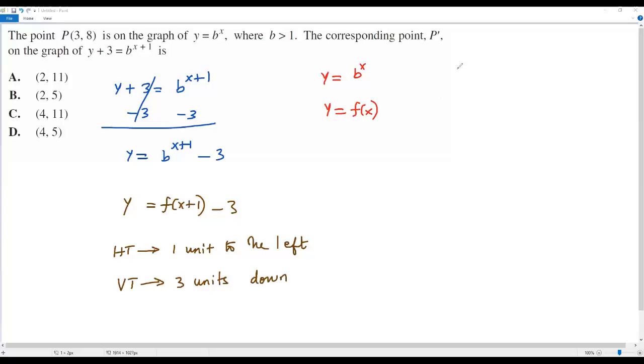Okay, since the graph is shifted horizontally 1 unit to the left, I have to subtract 1 from the x coordinate in the given point. So to get the corresponding point for P, that is P prime, we have to subtract 1 from the x coordinate because the graph is shifted 1 unit to the left. And since the graph is shifted 3 units down, we have to subtract 3 from the y coordinate. So 8 minus 3. Finally, the point P prime is (3 - 1 = 2, 8 - 3 = 5), that is (2, 5). So the correct answer choice for this question is option B.